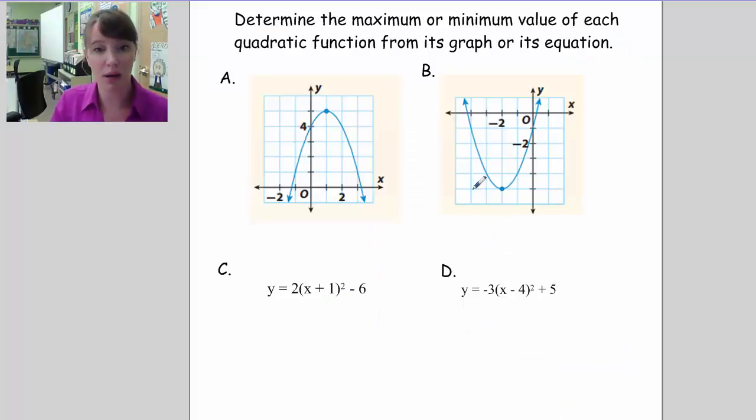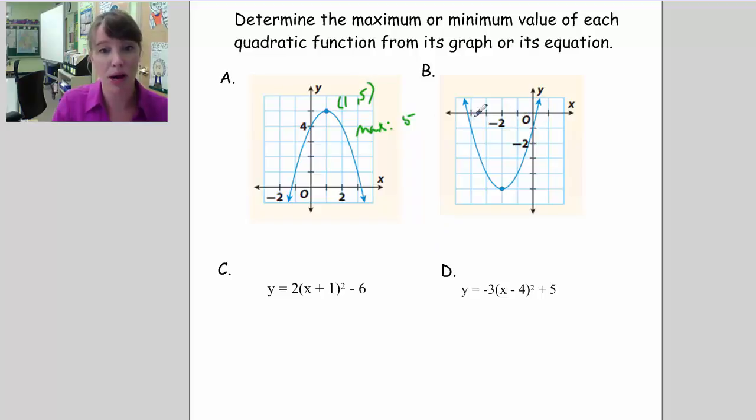Okay, so let's practice with this. A and B are fairly simple because we can see that the parabola opens downward. We're given the graph, not the equation. So here we know that this is a maximum value because it's opening downward. The vertex is at (1, 5), so the maximum value is the y value here, which is 5.